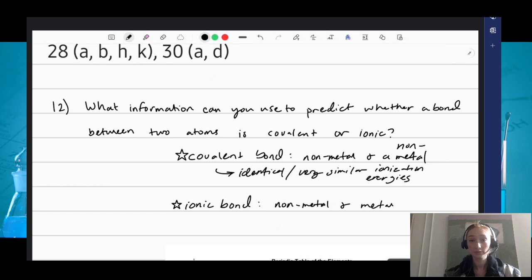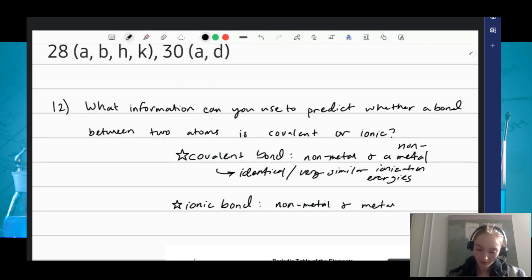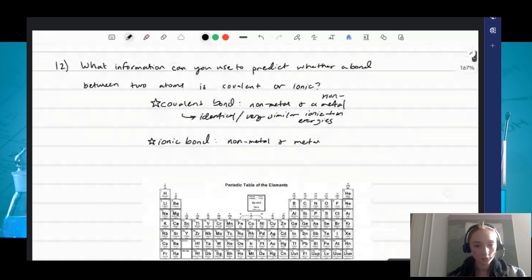But within covalent there's polar and nonpolar, and we will get into what the difference between those two is. A polar covalent bond will have a difference of electronegativity of 0.4 to 1.8, and below 0.4 is going to be nonpolar covalent. But we will get into that with more specifics later. Okay, so let's move on to the next question.